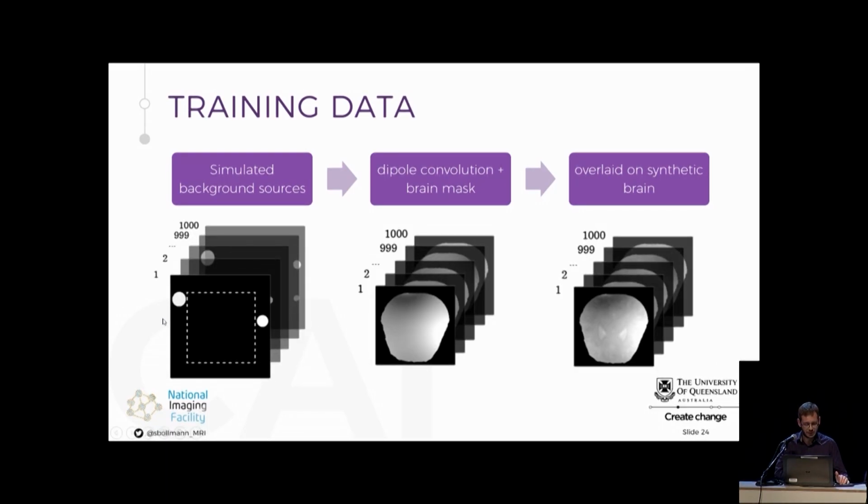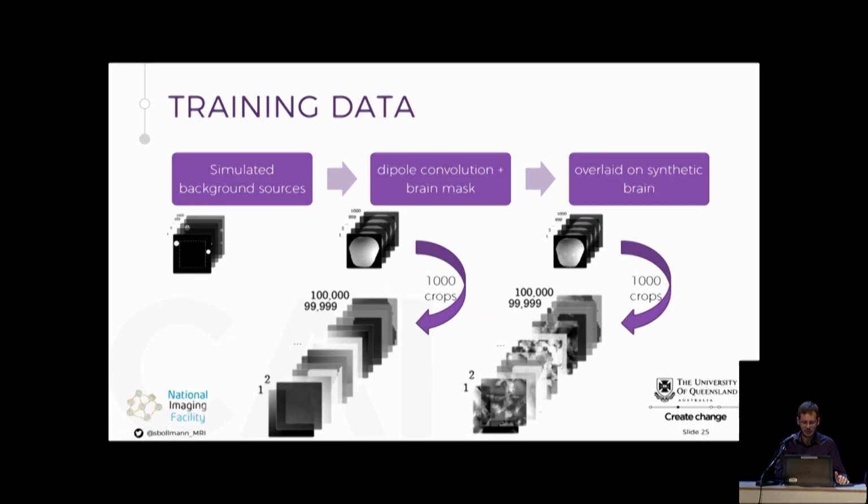So we, again, simulated 1,000 source configurations. We got 1,000 simulated background fields, and we overlaid that on these synthetic brains. Then, again, these are all three-dimensional patches. So we cut 1,000 crops per simulation, and we ended up with 100,000 3D patches.